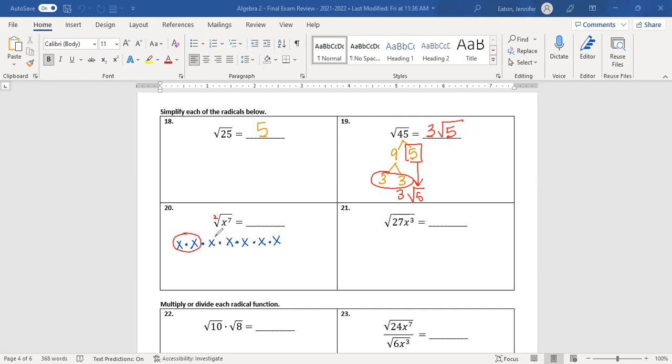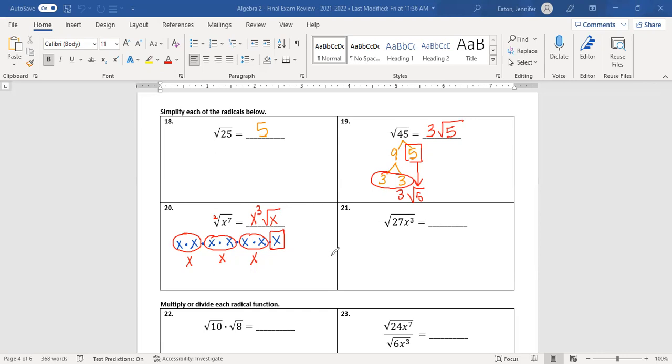So this is a group of 2. Here's a group of 2. Here's a group of 2. So we have one x on the outside, another x on the outside, and another x on the outside. So 3 x's on the outside. But this poor x didn't have a buddy, so he remains inside of the root. So x, square root of x to the 7th becomes x to the 3rd square root of x when it's all simplified out.